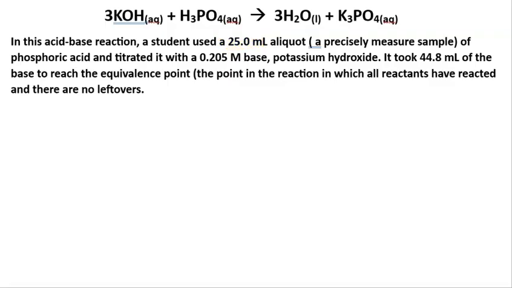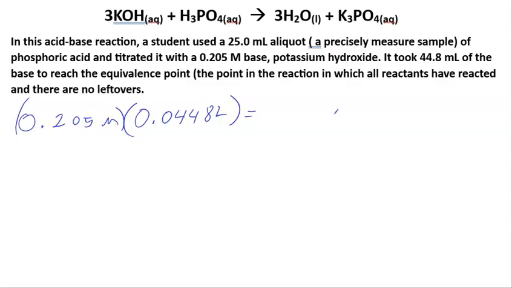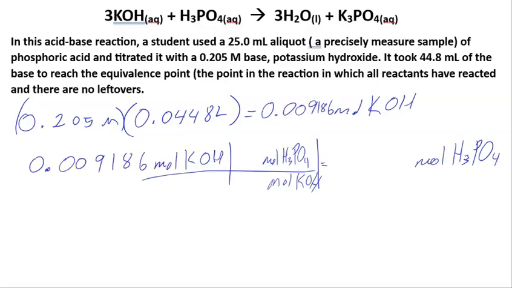So first of all, we're going to get moles of whatever we can get. So we have 0.205 molar, oof, that's a scary little M, times 0.0448 liters, because we need moles, and molarity times liters is equal to moles. And so this will be the moles of the base, the KOH. Okay, so I'll solve for my moles of KOH.